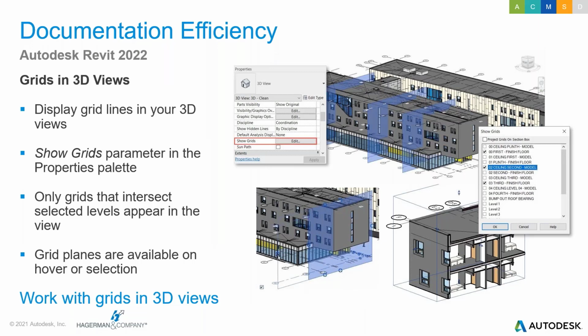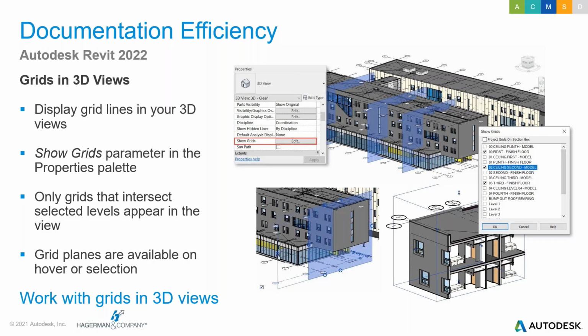All right. So here's another one that's pretty neat. You can now choose to display grid lines in your 3D views. In the properties box, go to the show grids parameter, and you can access a list of levels for your project and select the levels for which you want the grid lines to display. And that's just where the grid line bubbles will display. Because whenever you hover over a grid, its plane will highlight as a blue planar vertical surface throughout the entire vertical constraints of that grid.